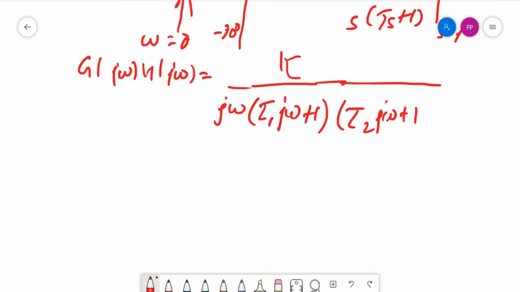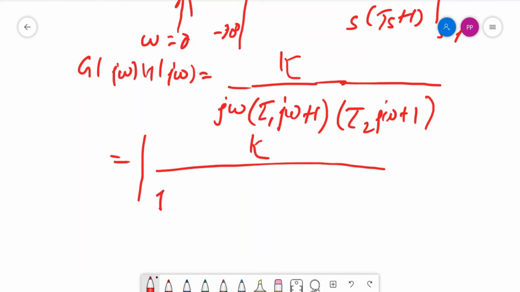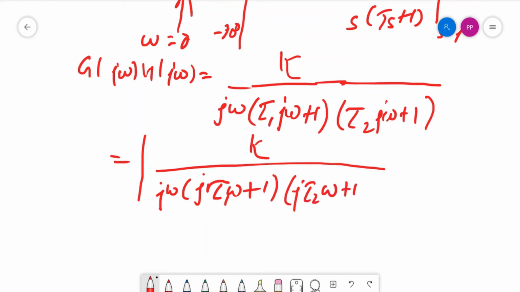Again we have to take the rational form by multiplying all the terms and expanding, so we can do it in steps. So this is equal to the magnitude of K divided by j omega, (j tau 1 omega plus 1), (j tau 2 omega plus 1). This magnitude is multiplied by the phase.